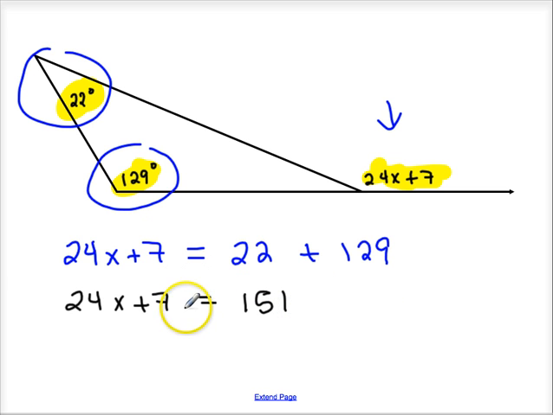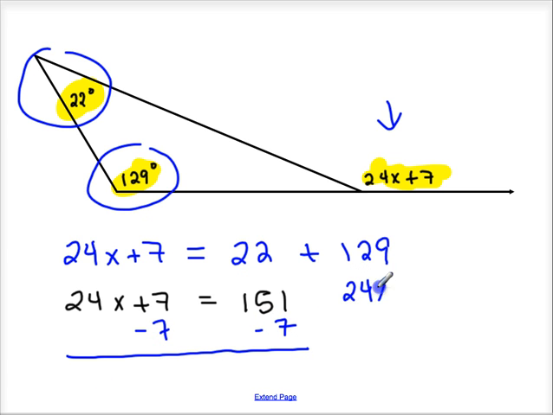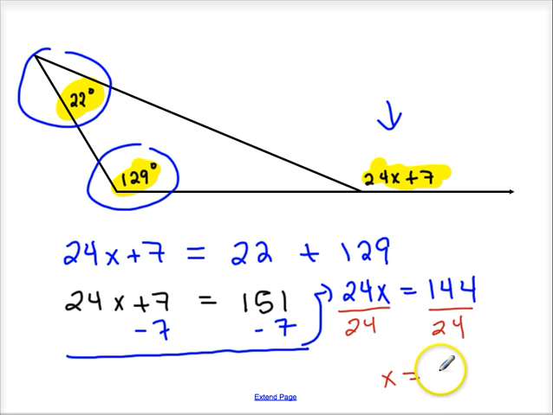What's my next step? Two-step equation here. Subtract 7 from both sides. So I have 24x equals 151 minus 7. I get an answer of 144. And then my last step, 24x equals 144, you divide by 24, and it goes into it 6 times. Excellent. 144 divided by 24, x equals 6.